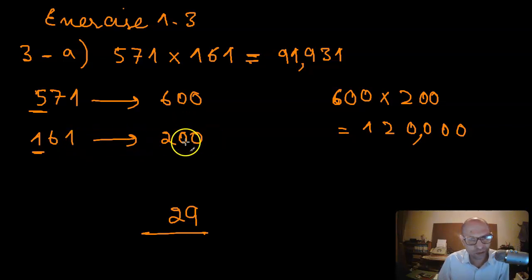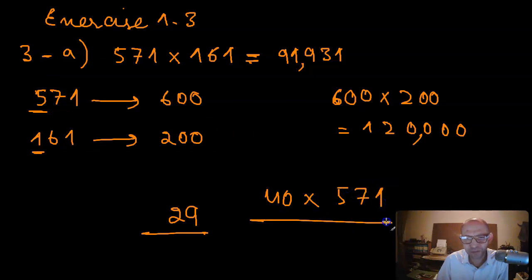And of course, there is an additional around 40 times, meaning 161 is rounded to 200, so the difference is 40. So that's another 40 times 571. So all of these are going to be added to the number, and the result of which becomes around a 30,000 difference between the actual number and the estimated number.